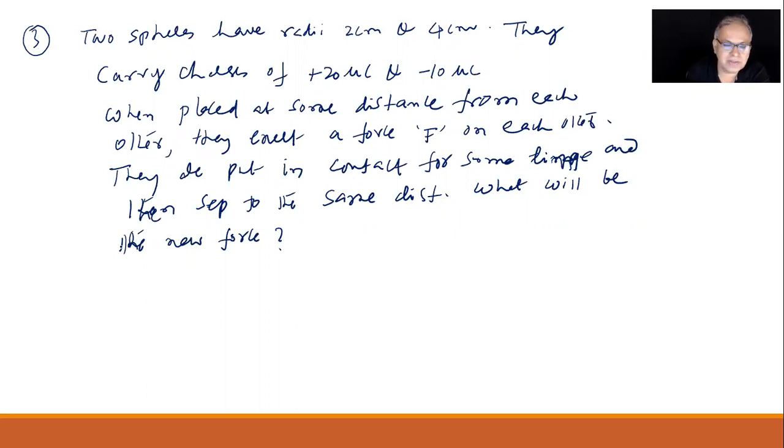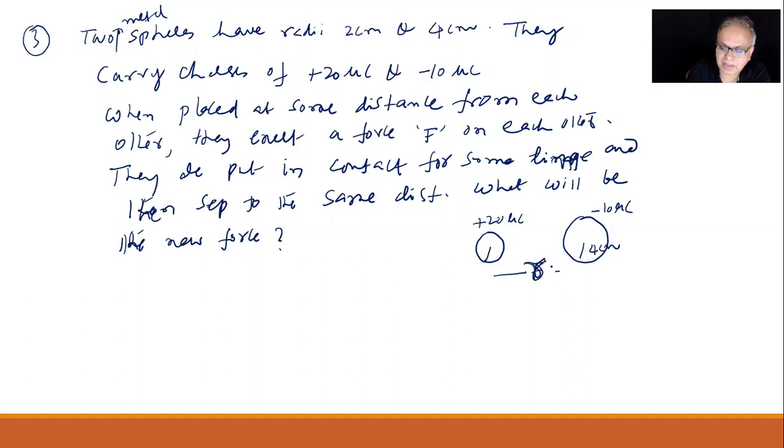So first visualize two spheres, metal spheres, of course, here, two metal spheres, let me say. The radii 2 centimeters and 4 centimeters. So this one had plus 20 microcoulombs. This one had minus 10 microcoulombs. They are at some distance R, and they apply F on each other. That means this will be pulled by this with F. This will be pulled with F. Naturally, this force will be equal and opposite.